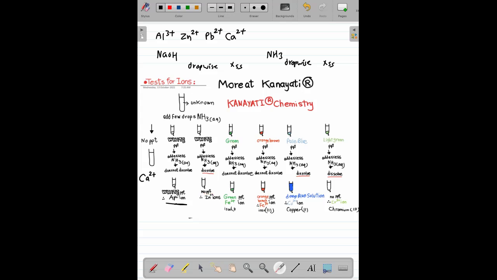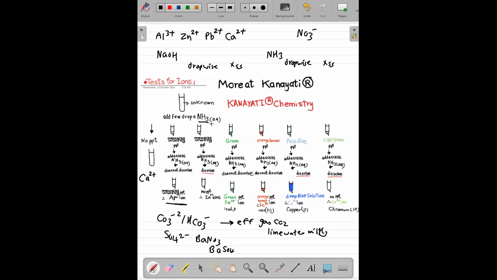The colors are almost the same: dirty green for iron 2, reddish brown for iron 3, pale blue for the copper, and light green for the chromium. The only difference is that the pale blue precipitate with the ammonia solution dissolves and forms a deep blue solution. And the light green precipitate dissolves and becomes a colorless solution without precipitate in the case of chromium. So again, to differentiate between aluminum and zinc, you need to put the ammonia solution, NH3 aqueous.